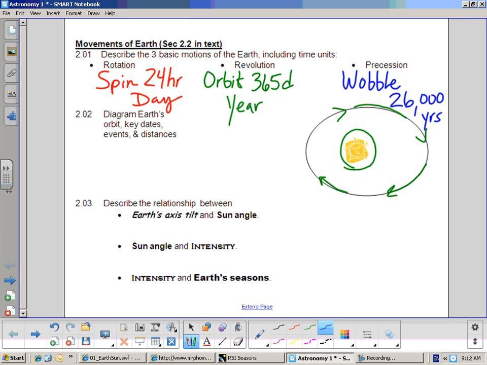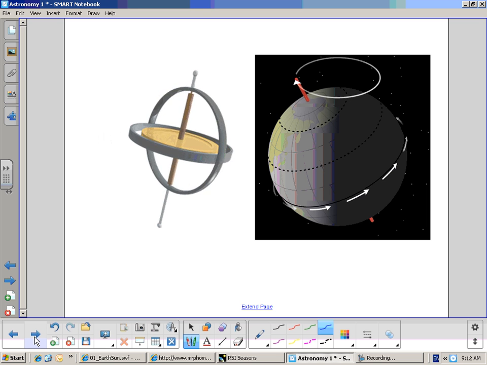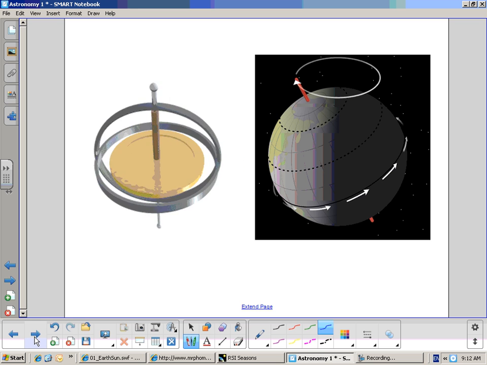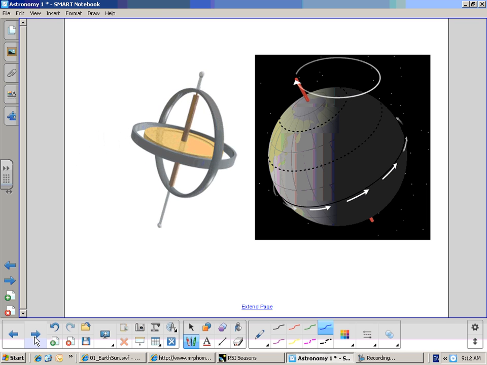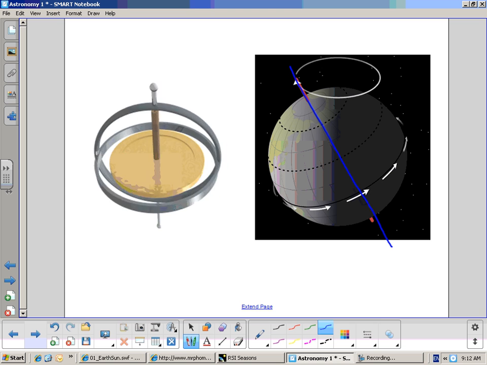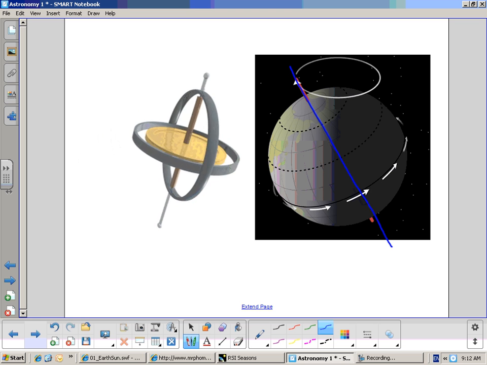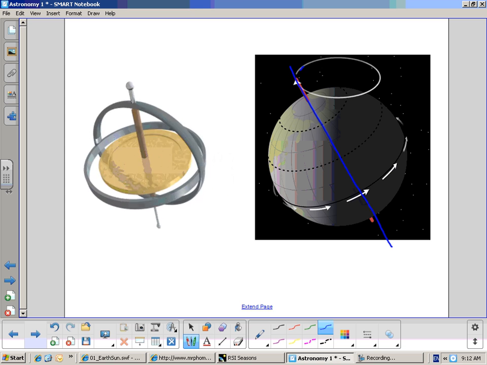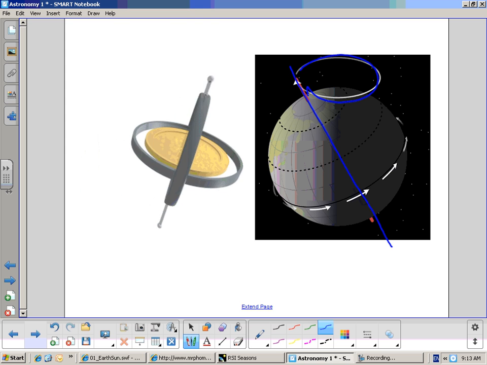26,000 years is a long time, more than we can kind of comprehend, I think. So how do we know we're actually wobbling? What we do is we study the star that our axis is pointed towards. And let's take a look at that right now. On the left is a top. You can see the top of the top is wobbling. On the right, you can see the Earth, the same idea. And our pole goes right through there, and it actually wobbles over the course of time. So just like the top on the left, the Earth will go through that wobble.